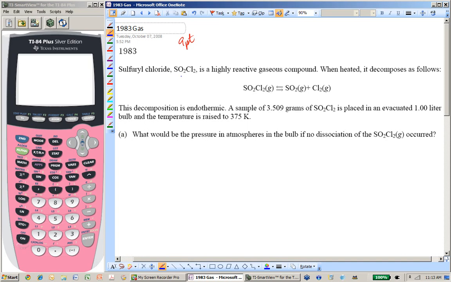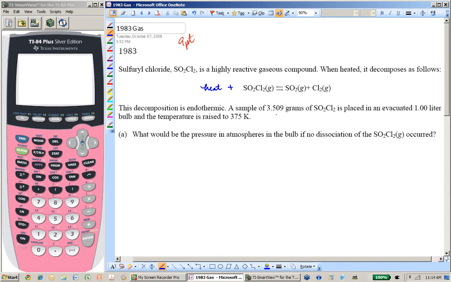Sulfuryl chloride, SO2Cl2, is a highly reactive gaseous compound, and when heated, it decomposes as follows. The decomposition is endothermic. So right now, you should just go ahead and say that means it requires heat as a reactant, and throw that in there in case Le Chatelier's principle comes up somewhere. So that if I added heat to the system, it's like adding a reactant, it's going to shove the reaction to the right. If I take away heat, it's like removing a reactant, and it's going to shove the equilibrium back to the left. Don't try to make that hard. There's lots of multiple choice points associated with that concept.